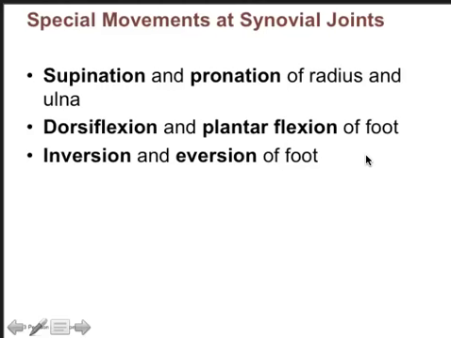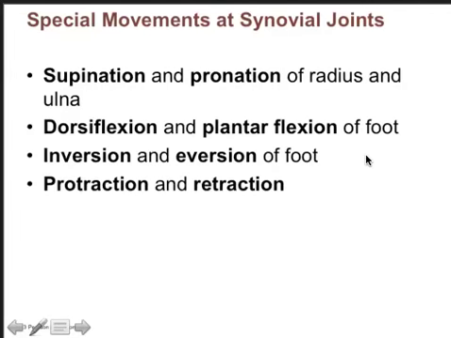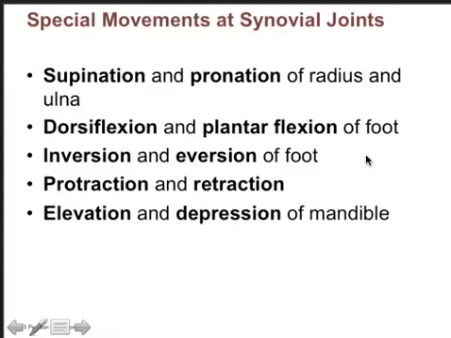And that's a less frequent type of injury. We have protraction and retraction. We find this primarily with the mandible. You can stick your lower jaw out, or you can pull it back. Basically, protraction would be sending the mandible in an anterior direction, and retraction would be pulling it in a posterior direction. And then you've got elevation and depression of the mandible.